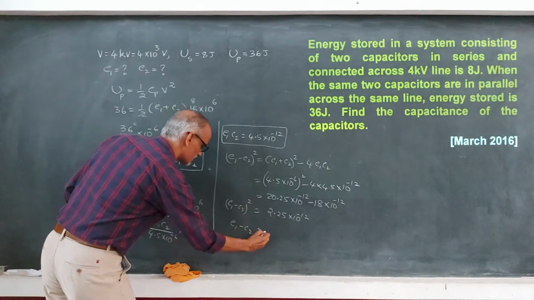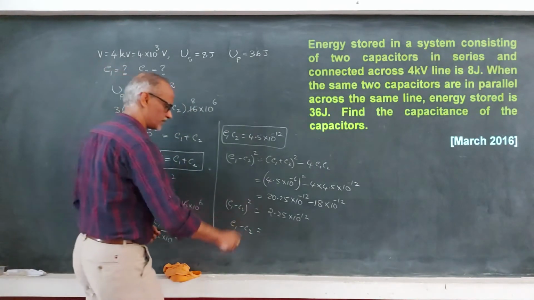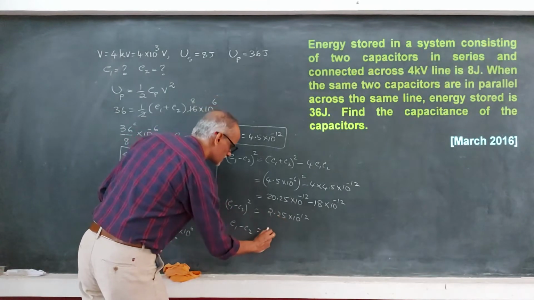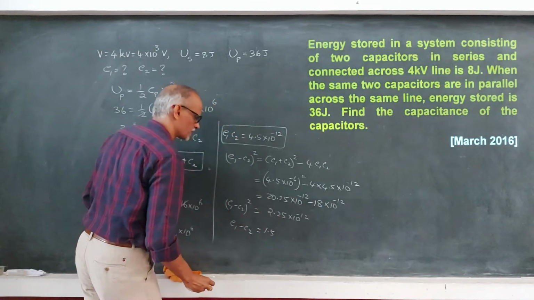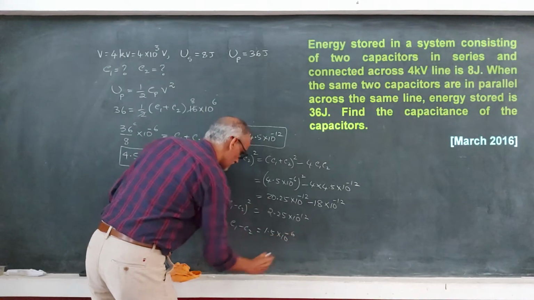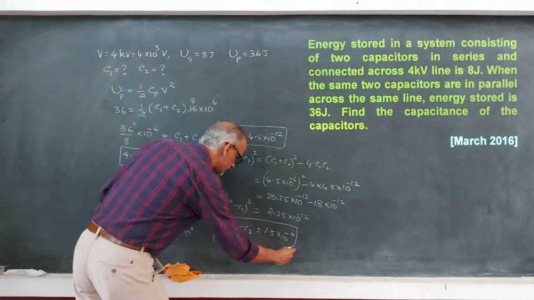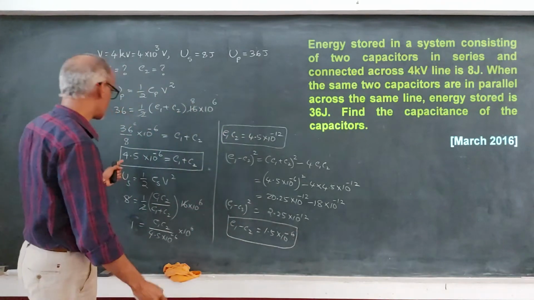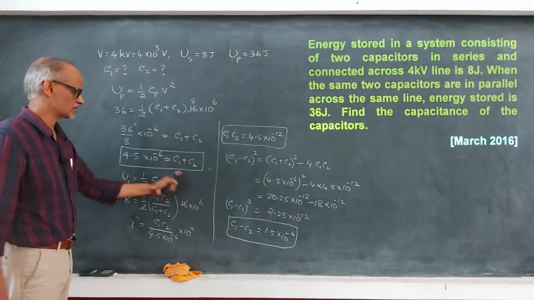So what is C1 minus C2? Square root of it. So square root of 2.25 is nothing but 1.5 into 10 to the power minus 6. So we got the difference now. So now we know the sum, we know the difference, so therefore you can add this.